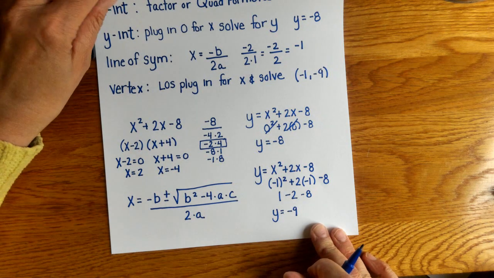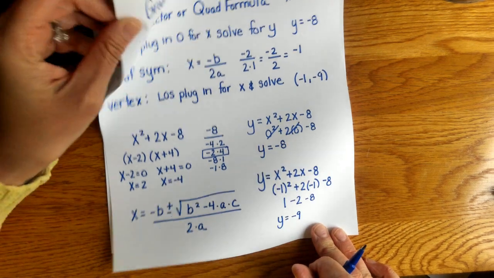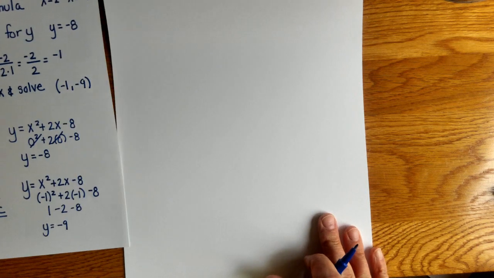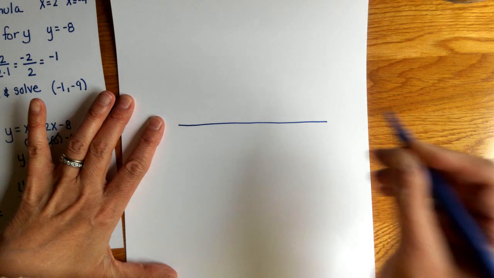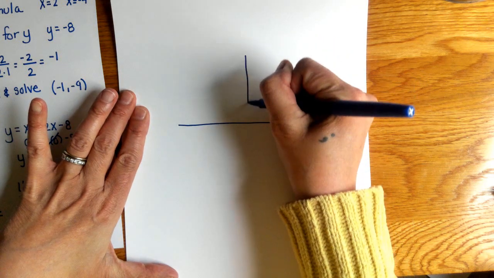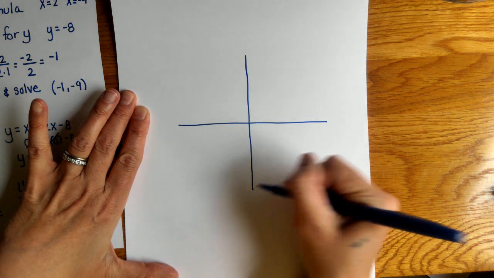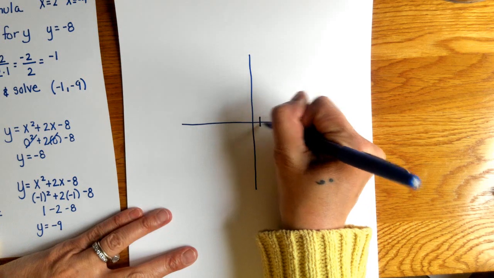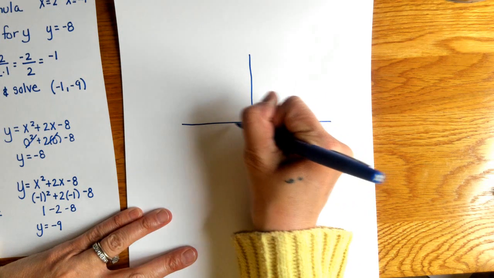Now it's just a matter of taking all of that information and graphing it. You will be given graphs. I'm going to sketch one. Let's start off with the first thing we found, our x-intercepts, positive 2 and negative 4.